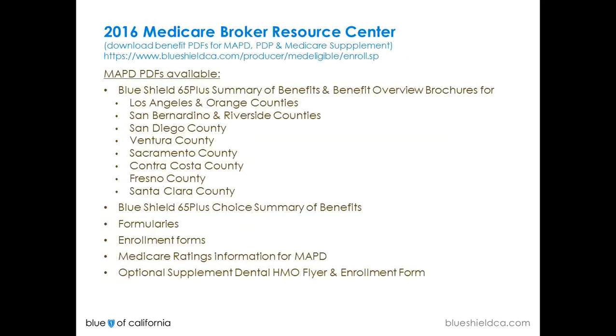So quickly at a glance, on Medicare Broker Resource Center, we have the following PDFs available: the summary of benefits and the benefit overviews, which is not the sales kits, but you have all these PDFs available online. We have the formularies, the enrollments, Medicare rating information, and also the optional supplemental dental slider. So anything that you would see in a sales kit, you will be able to download from our website.